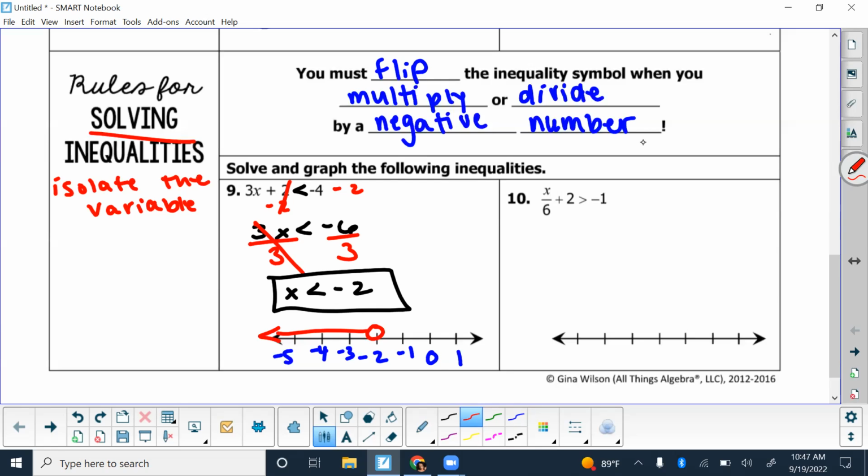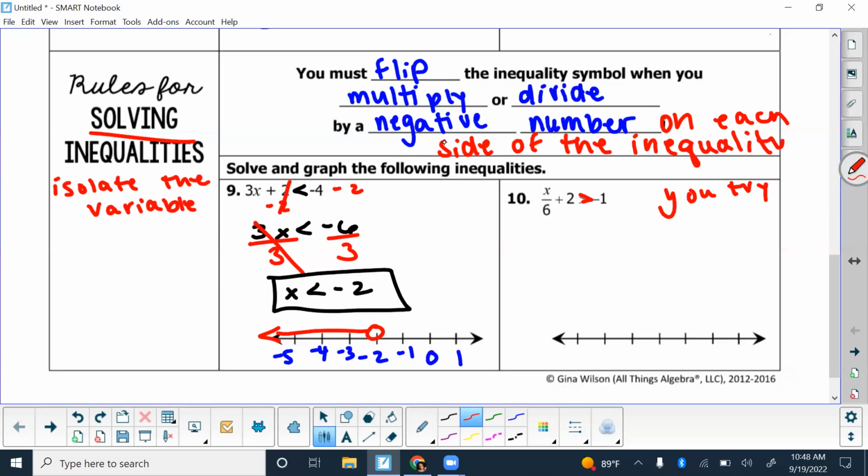All right, do you think if I let you try 10 that you can handle that? I'm going to let you try it. If you need me, let me know, but it's just like when we did it with equations. You guys are really good at that. The only difference is that symbol. But you treat it like an equal sign, unless you multiply or divide a negative on each side. I'm going to add that to this definition. So only if you multiply or divide a negative number on each side of the inequality. So try 10, I'll give you 1 minute.